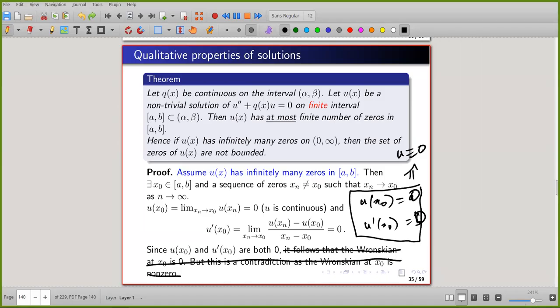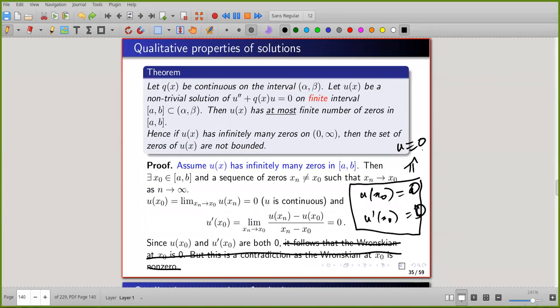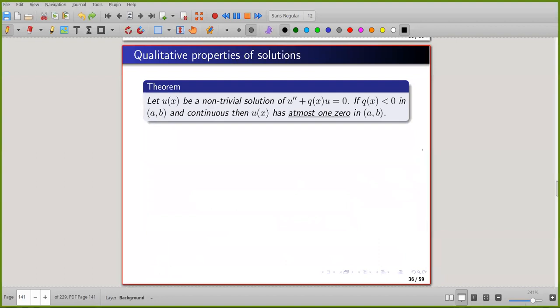Okay, so that is very nice. So it means that on any bounded set, we cannot have infinitely many zeros. I hope this is clear. So the next theorem is: let u of x be a non-trivial solution of u double prime plus q of x u equals 0. If q of x is strictly less than 0 in (a, b) and continuous, well, we are always assuming continuous, then u of x has at most 1 zero in (a, b).